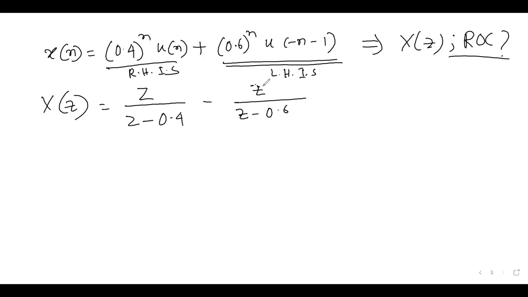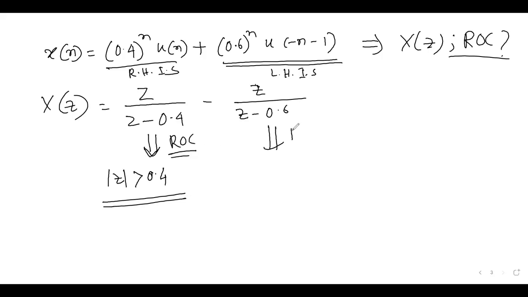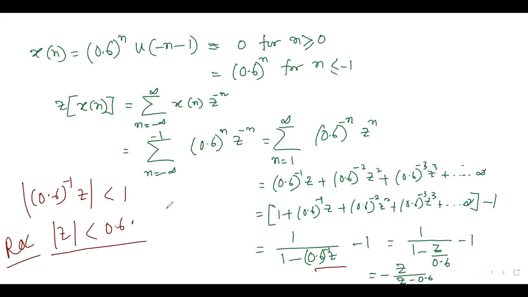You can easily calculate. Now tell me about the ROC. What is the ROC here? Sir, a common ROC does not exist. Why would it not exist? Here mod z greater than 0.4. This will be convergent when mod of z is greater than 0.4. We did this a moment ago. And for this series, it will be convergent when mod of z is less than 0.6.